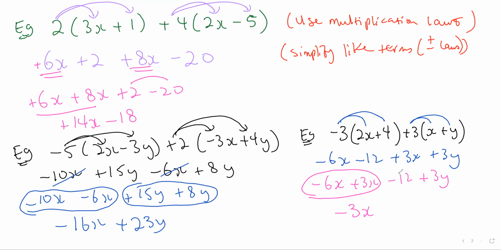The minus 12 is a constant, and the plus 3y is a y term. So we cannot simplify those, so we leave it in the answer just right. We have minus 12 plus 3y. Some people like to rearrange it in such a way that the constant comes last. I have no problem with that, right?